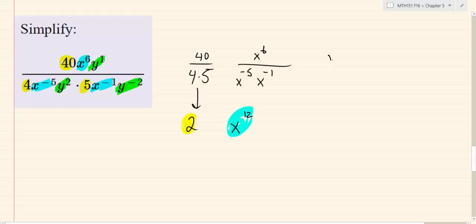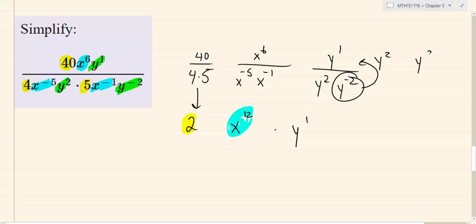And now we're going to do y to the 1st, y to the 2nd, y to the negative 2nd. And again, how you handle this is up to you. Some students are going to look at that 2 and negative 2 and cancel them out. They're going to make a 0, right? So that's just going to leave you with y to the 1st. Other students are going to take this negative 2 and kick it upstairs to make it a positive 2. So that'll give you y to the 3rd over y to the 2nd, which again, when you subtract, will give you y to the 1st. So I guess the final answer on this one is going to be 2 x to the 12th, y to the 1st.